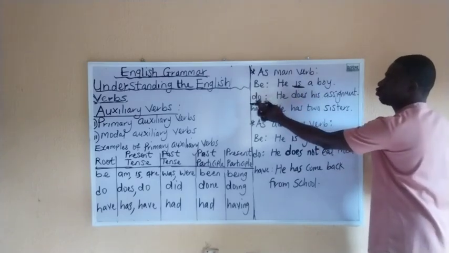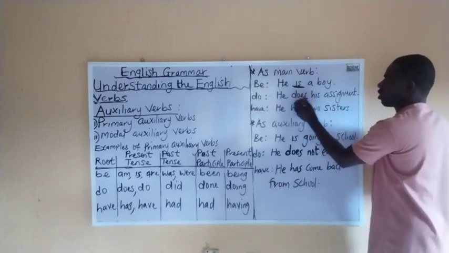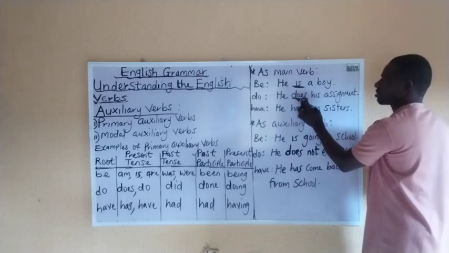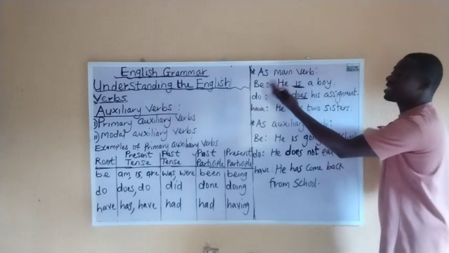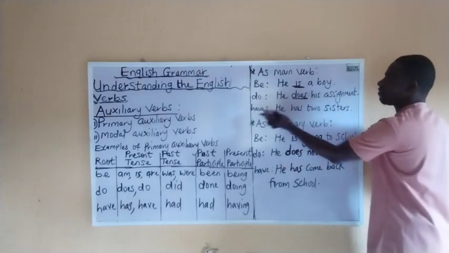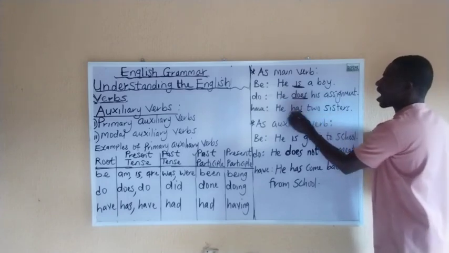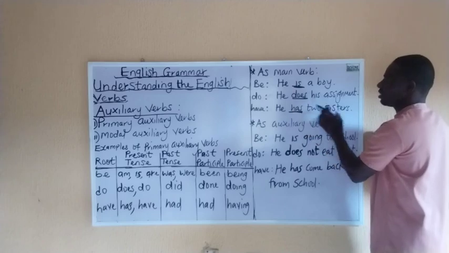Then the next one is what? Do. He does his assignment. Does here is acting as what? A main verb in the sentence. He does his assignment. You can still say they do their assignment. Then we have, he has two sisters. Has here is acting as the main verb in this sentence.